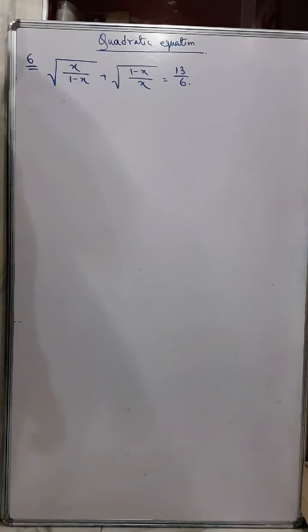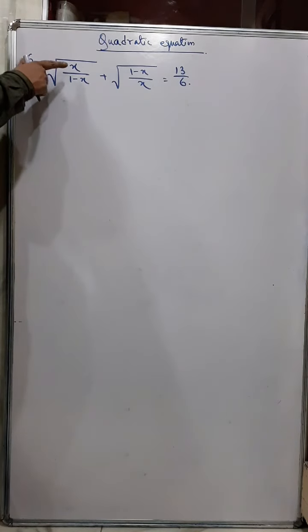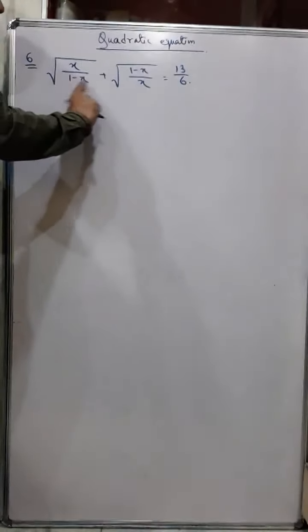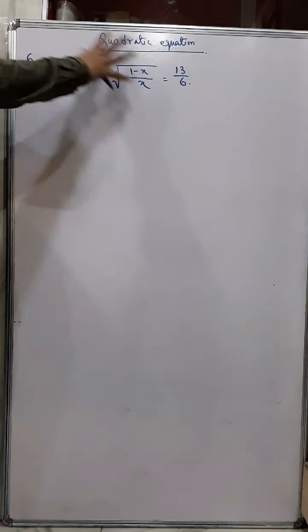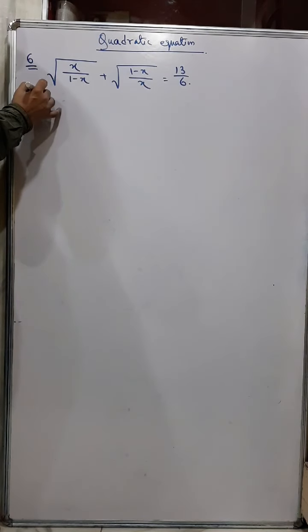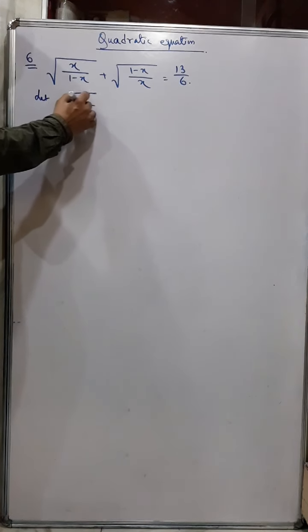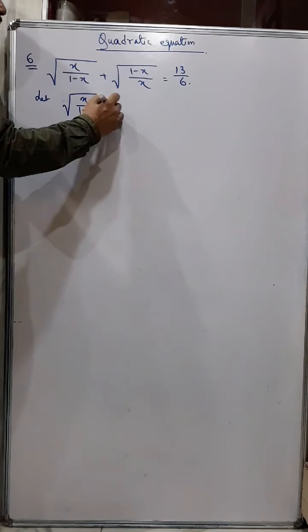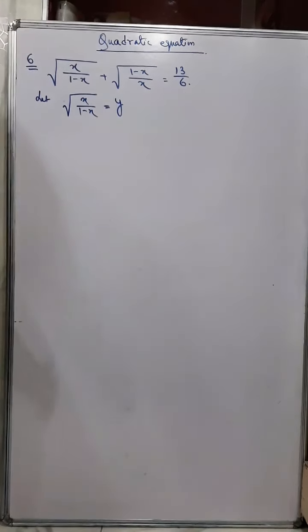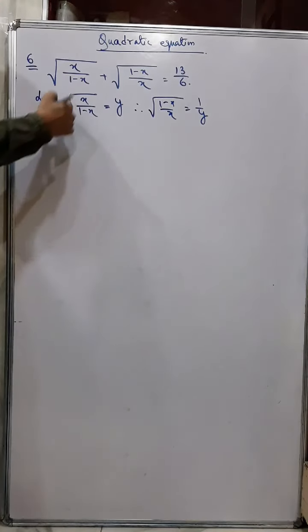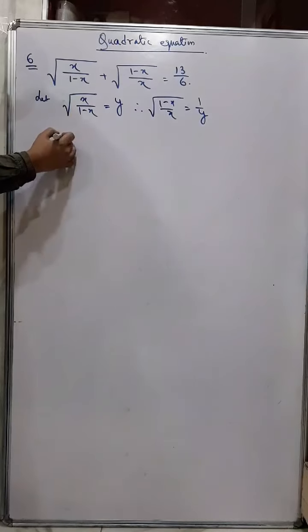You can now see this type of sum. In this case you have two values, and they are reciprocals. So to do this type of sum in an easier method, let's say root over x by 1 minus x is y. Then you can understand that the reciprocal, root over 1 minus x by x, will become 1 by y. Now just put the values, then simplify and solve.